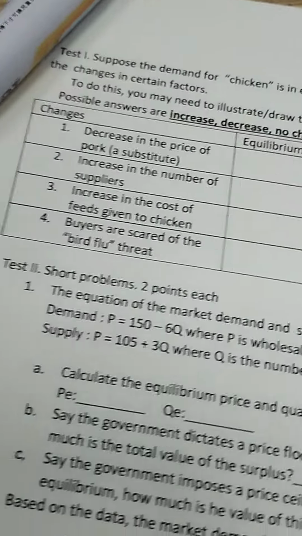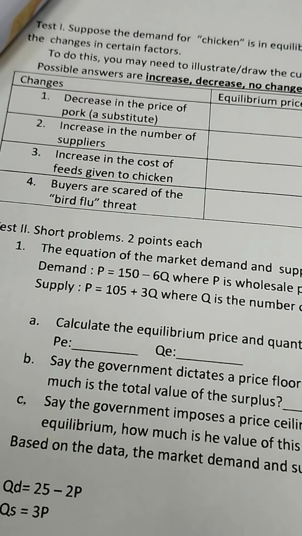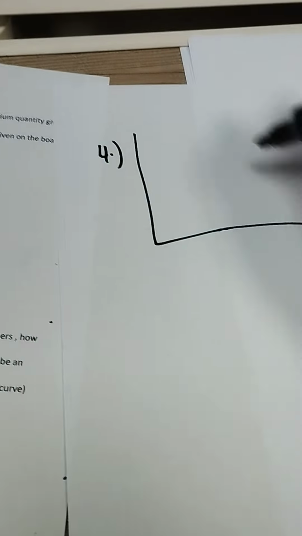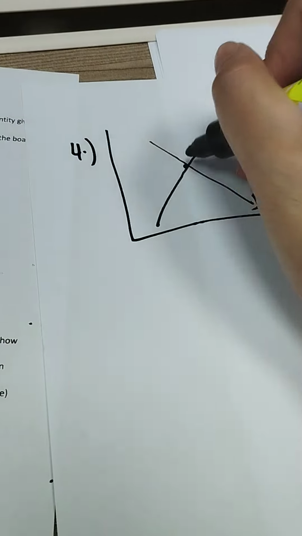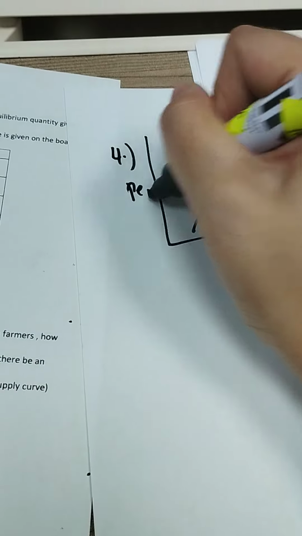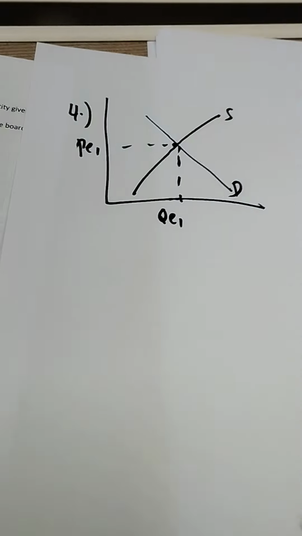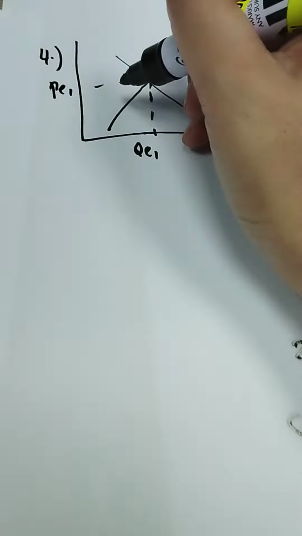For number 4, buyers are scared of the bird flu threat. Let's draw again. Demand, supply. PE1, QE1. Buyers are scared of the bird flu threat. Remember that whenever there is like a scandal on a certain product, or if they say BFAD has requested for the removal of this item from the market, di ba we get scared and we try to think, hindi tayo magbabakal sina. So there is going to be an obvious decrease in the demand. Okay, so demand will be affected. It will shift to the left.